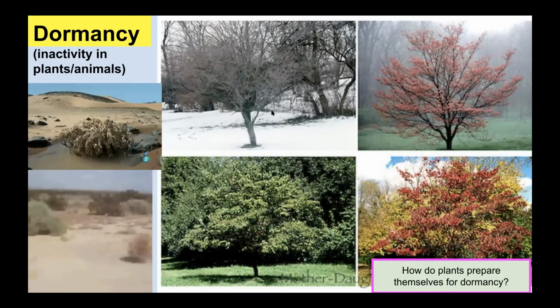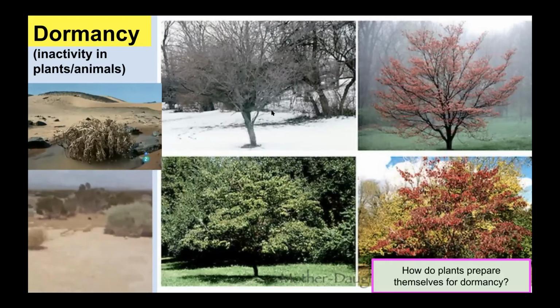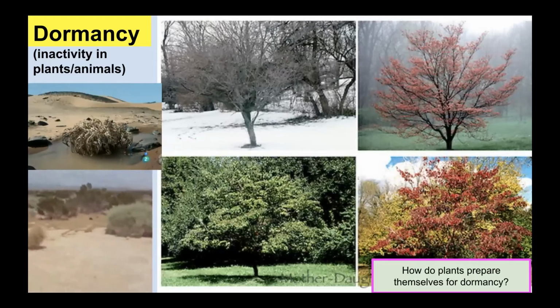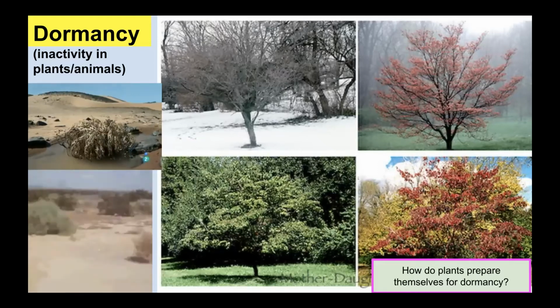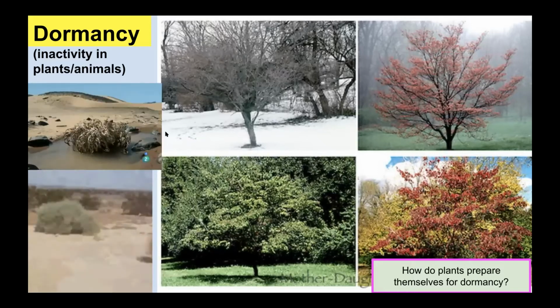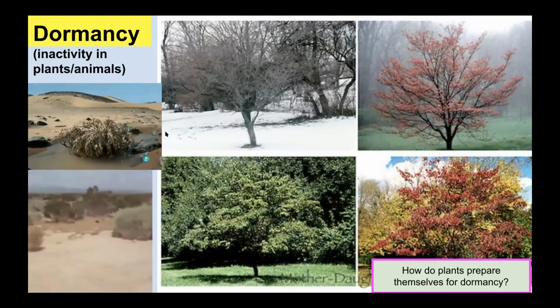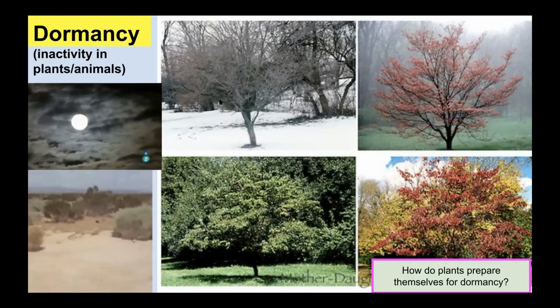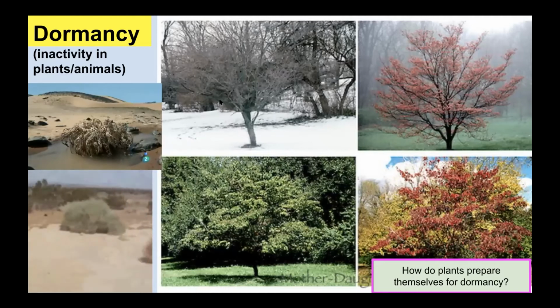So a lot of times our trees and plants during the winter time, in response to colder temperatures and in response to less sunlight, will go into dormancy. Their leaves start to change colors. They will eventually fall to the ground, and it kind of looks like the tree is naked. It's lost all of its leaves.